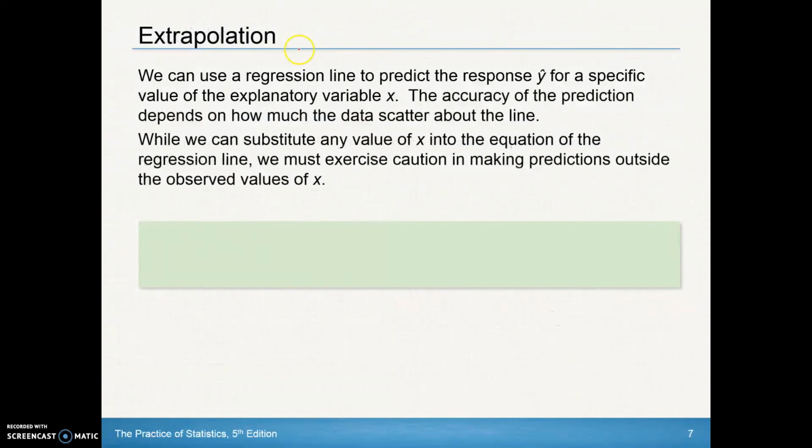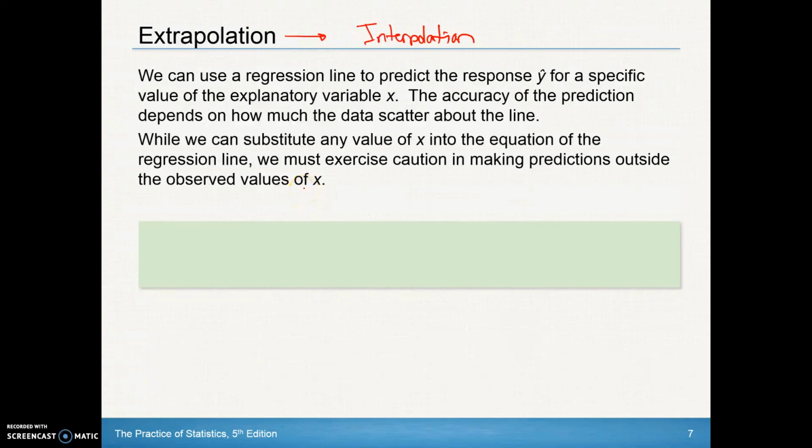We're going to look at the word extrapolation. I'm also going to add in here what's called interpolation. Okay, we can certainly use a regression line to predict, but the accuracy of prediction depends on how much the data scatter about the line. So if we have a whole bunch of dots that are really close to the line, it's probably a really good prediction. If it's really far away, probably not so good. So that's why we investigate that R value, the correlation coefficient, in terms of the strength of our prediction. But again, exercise extreme caution in making predictions outside the observed values of x.